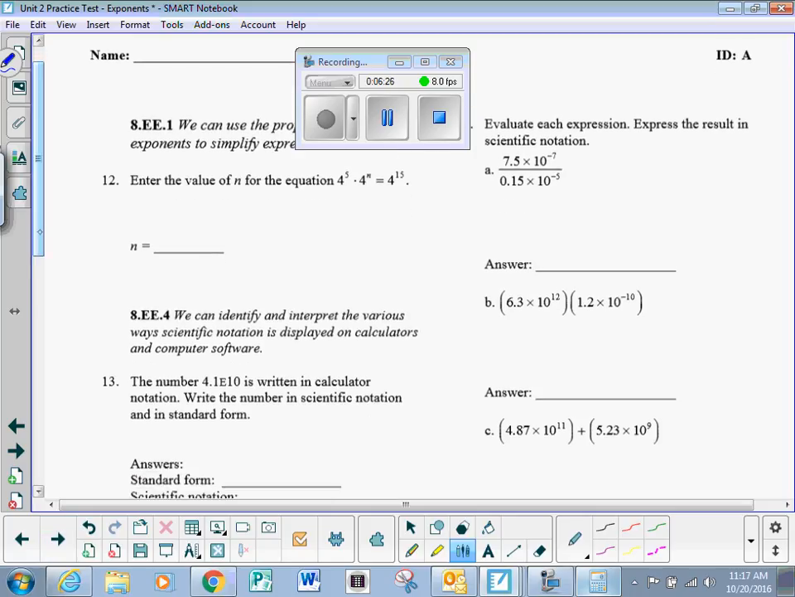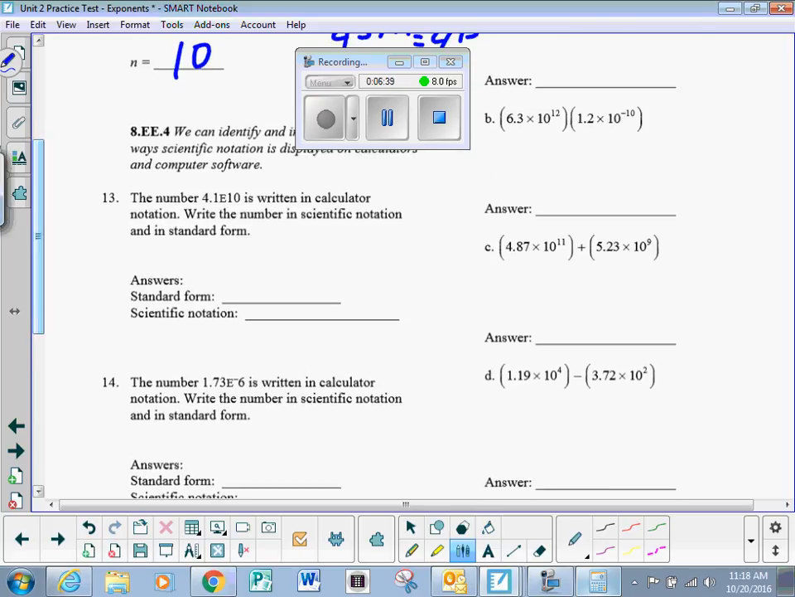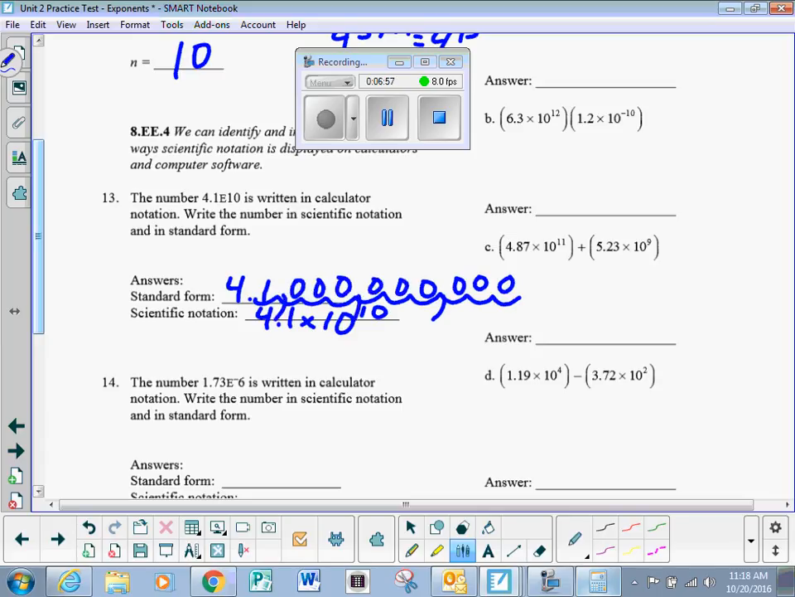What does this have to be to get 4 to the 15th? Well, when I multiply things with the same base, I add exponents. So 5 plus what is 15? 10. Pretty basic. 13. What does the E mean? It means times 10 to that power. What would that be if I multiplied it out? Well, I need to go 1, 2, 3, 4, 5, 6, 7, 8, 9, 10. 1, 2, 3, comma. 1, 2, 3, comma. 1, 2, 3, comma. 41 billion.